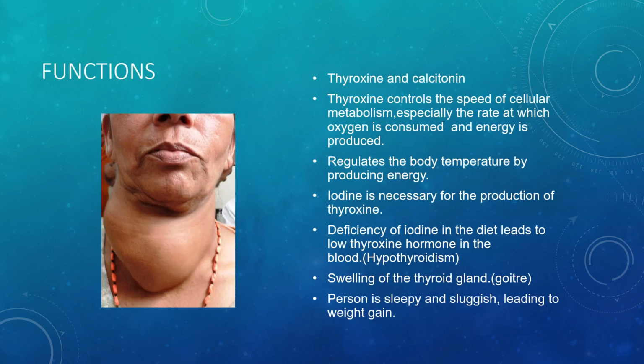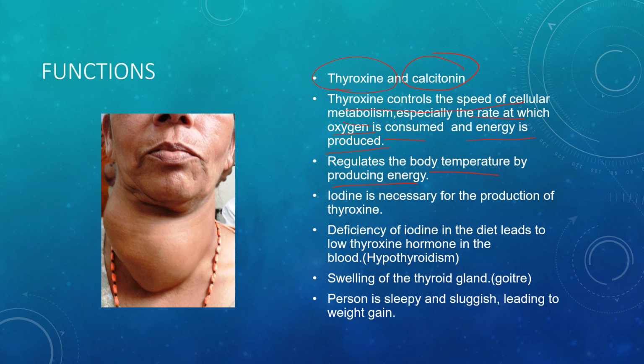So what are the functions of thyroid glands? The two main hormones secreted from the thyroid gland are thyroxine and calcitonin. What is the function of thyroxine? Thyroxine controls the speed of cellular metabolism, which means the rate of oxygen consumed and the energy produced. That is mainly the role of thyroxine, and it also regulates body temperature by producing energy.